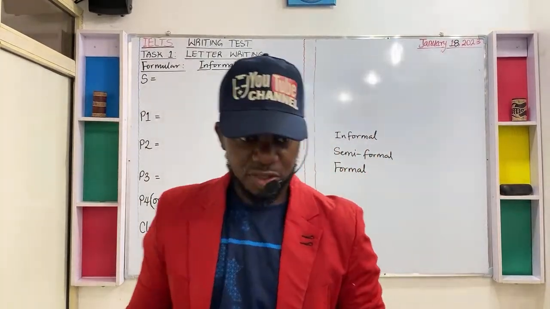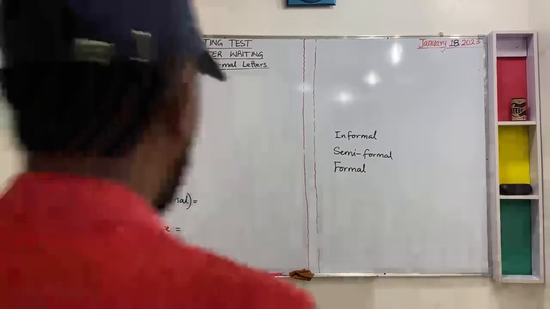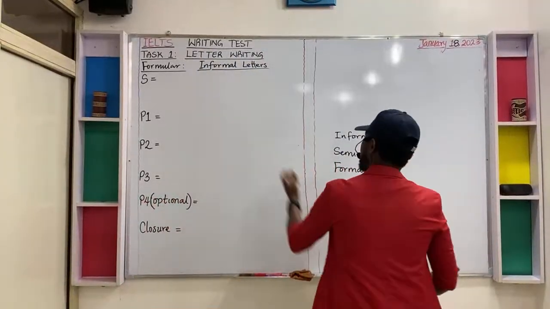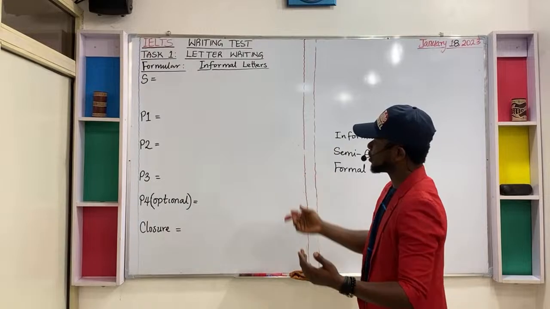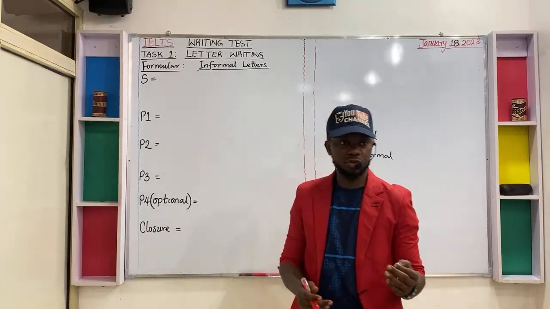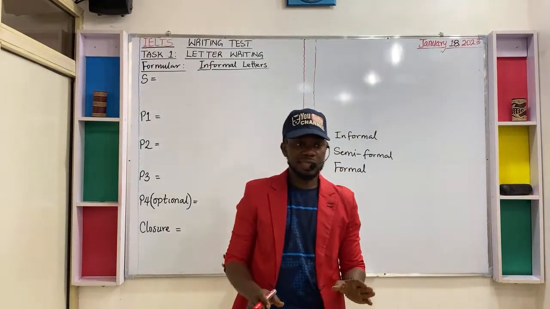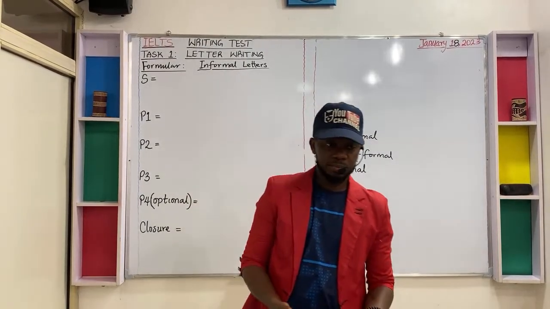Rakib, how will you define informal letters? Informal letter is just letters you write to friends or family. They are also casual letters you write to your friends and family. Very correct. Now for note taking, let's write down the definition of informal letters. Informal letters are letters you write to people who are related to you either by blood or by friendship.